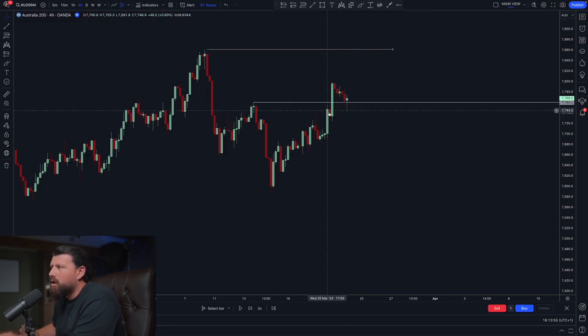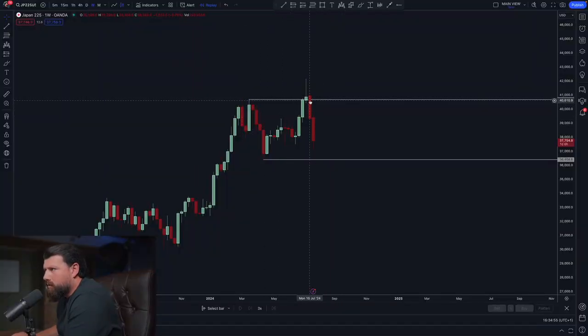So avoid these long-legged dojis. They're not good. So now you know what not to look for. Let's take a look at what meets the criteria. We've got the JP225. We've got this A to B leg playing this range. We have our rejection wick all the way through the highs. We're looking for this run to the downside.